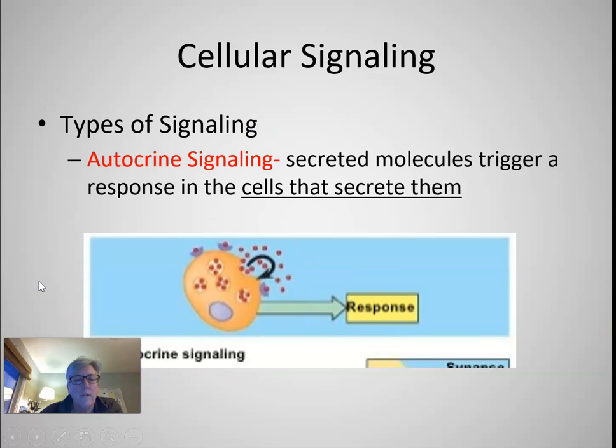All right, the first kind of signaling we're going to talk about is called autocrine. Auto means self. Autocrine signaling is when a secreted molecule triggers some kind of response in the same cell that made that molecule. So this particular cell is producing these little red molecules which leave the cell and then come back to bind to their receptors. The receptor is on the same cell that made that ligand. That is called autocrine. You're signaling yourself. Okay, and then there's some cellular response.